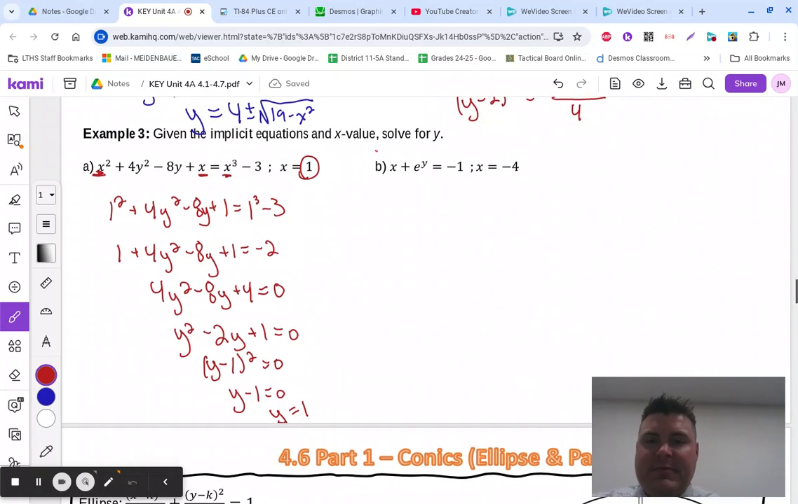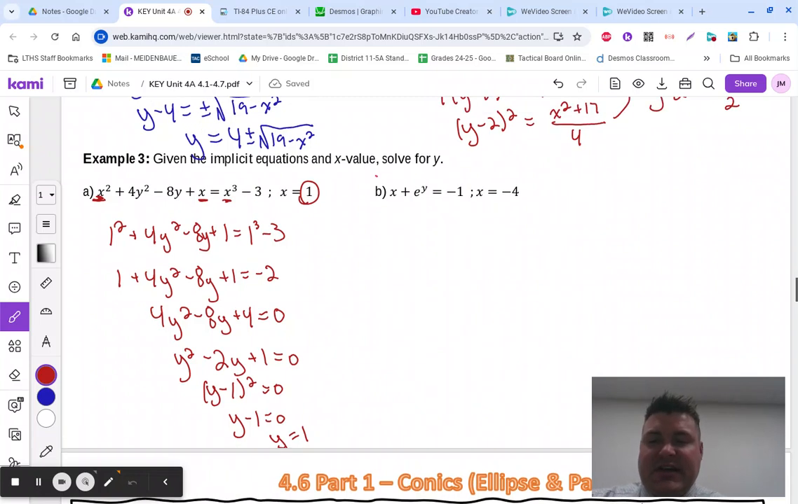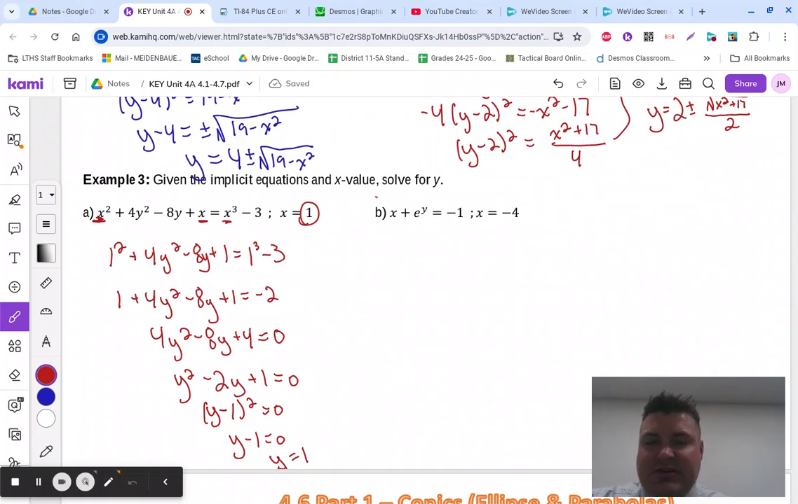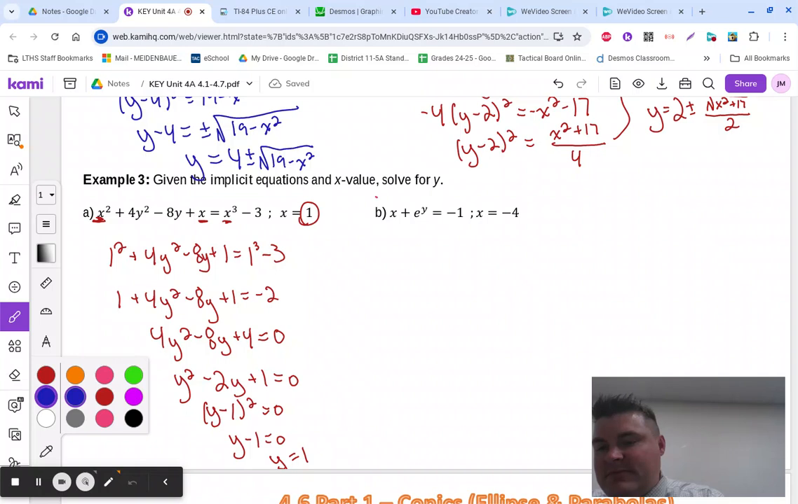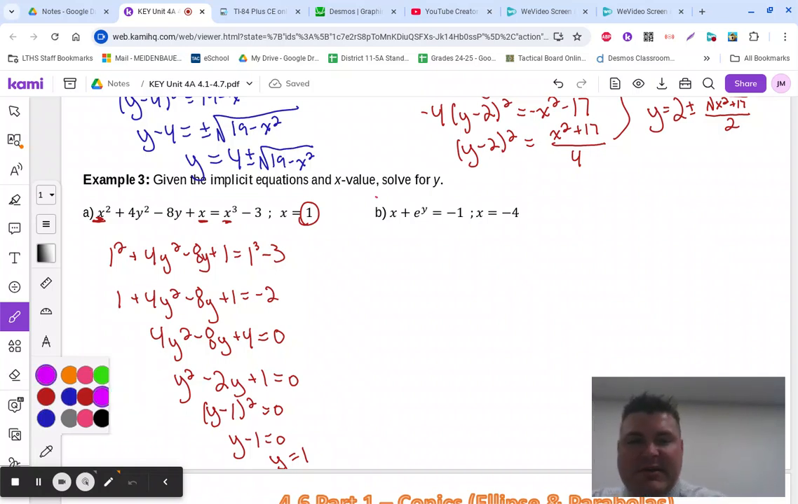So there we go. If you wanted to, you could always sketch that into Desmos, check your answers. I don't have time for that. I'm not going to do that. It's a you thing, not a me thing.